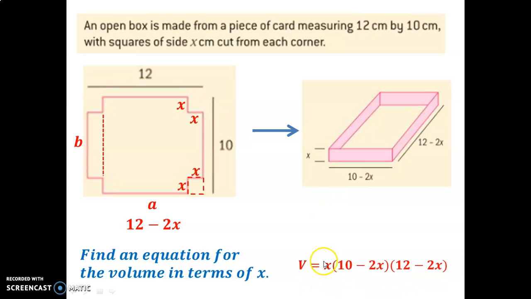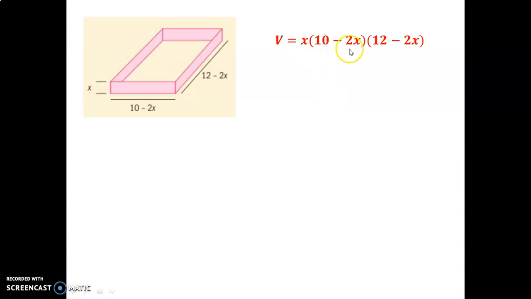Okay, maybe you came up with this. Volume is found by doing length times width times height when we have a box shape, right? So those two bottom parts multiplied and then multiplied by the height. So there's our volume in terms of x. Okay, let's continue. So there's our volume formula.